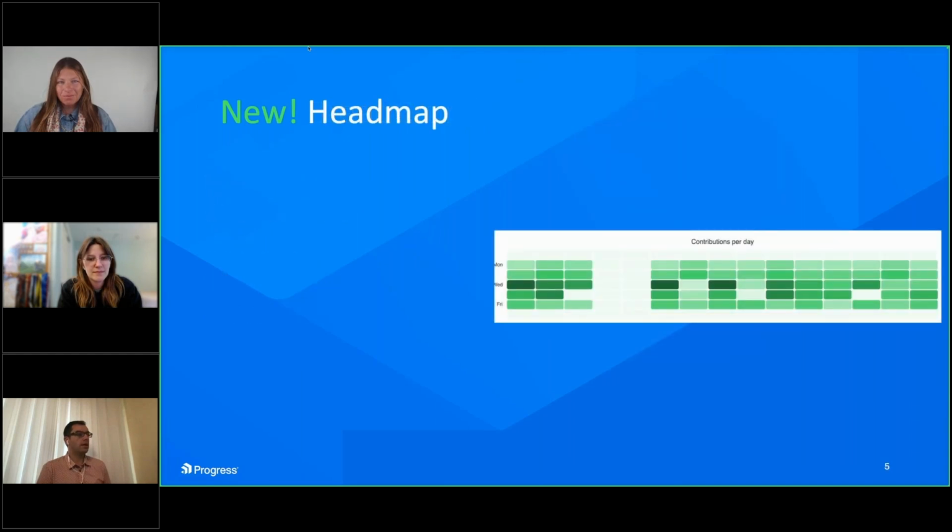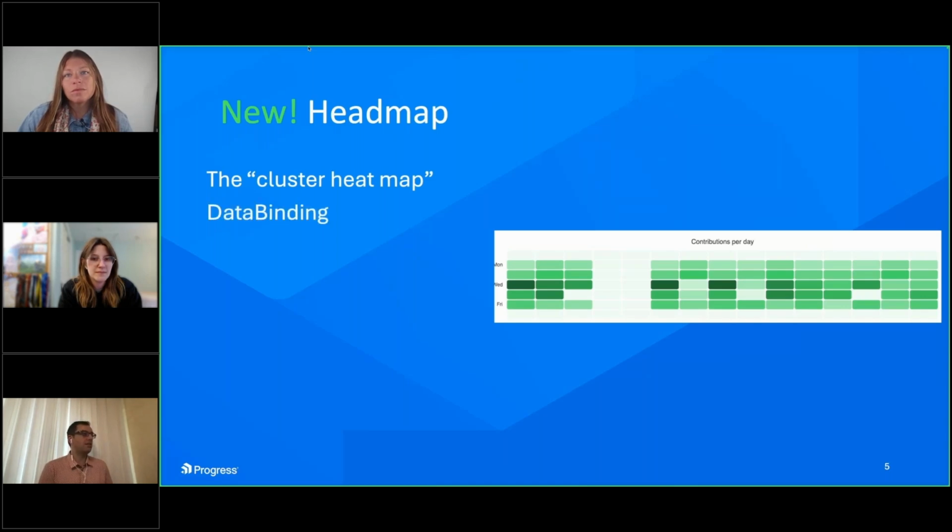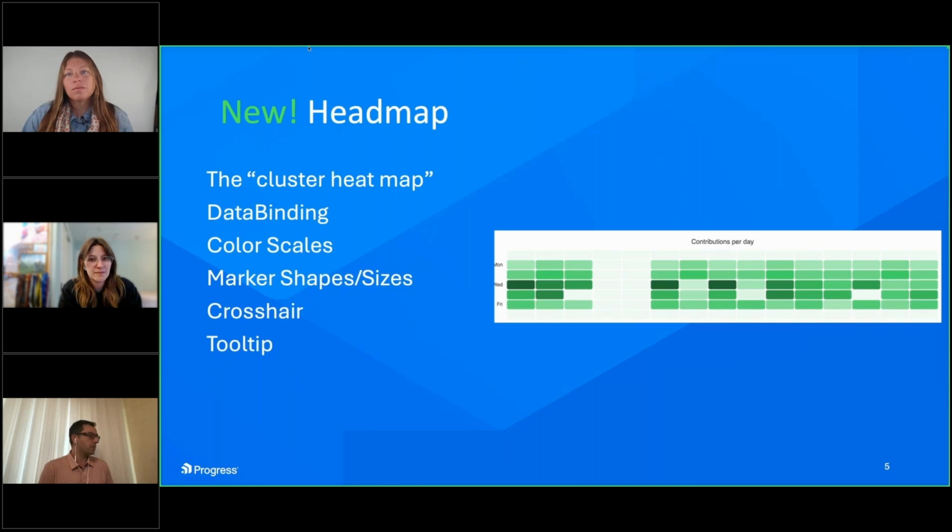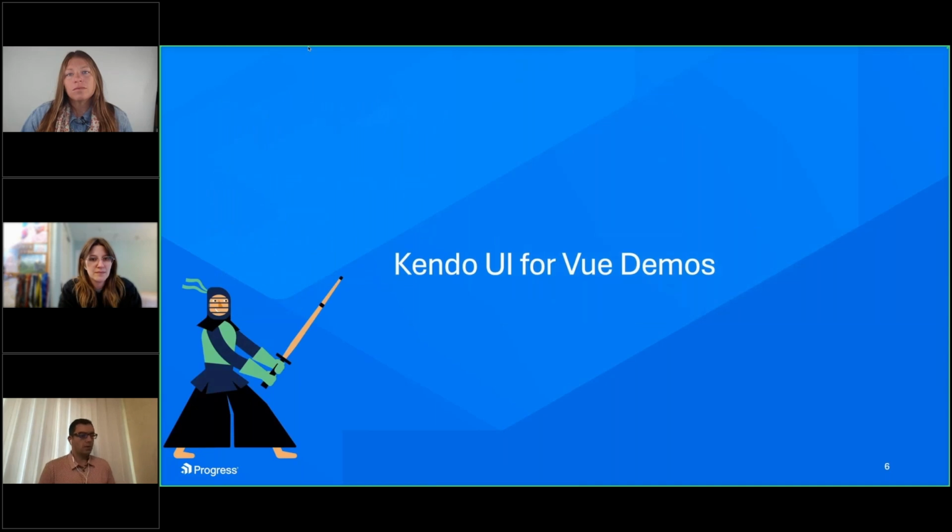The next thing is the heat map. It's also known as a cluster heat map that shows two-dimensional data with different colors so that you can see which is the most used. And now you have it with an easy data binding and a few lines of code with Kendo UI for Vue. Now I will show you in a demo what are the cool new features there. Tooltip, crosshair as well, and different shapes, sizes. And yeah, I'll just go to the demos.